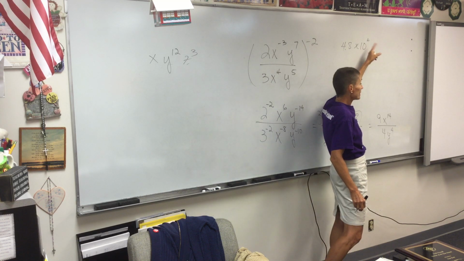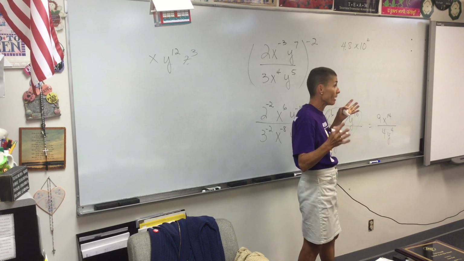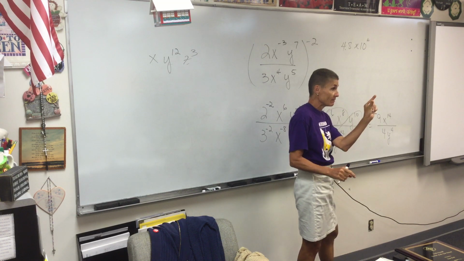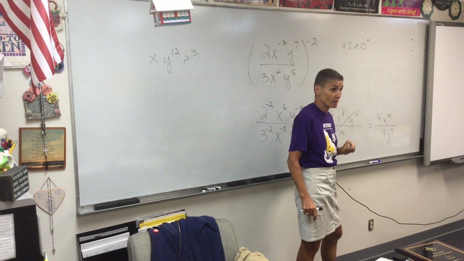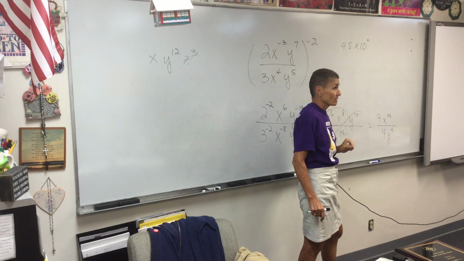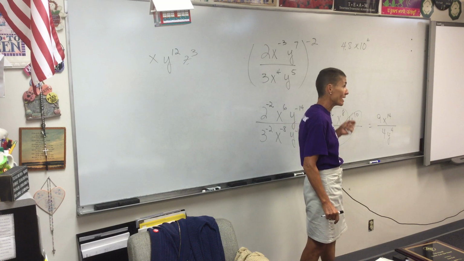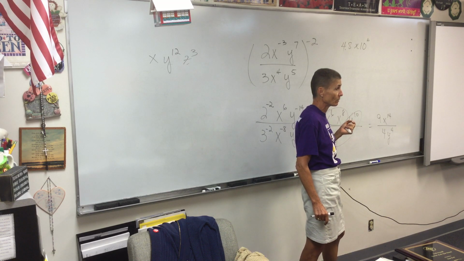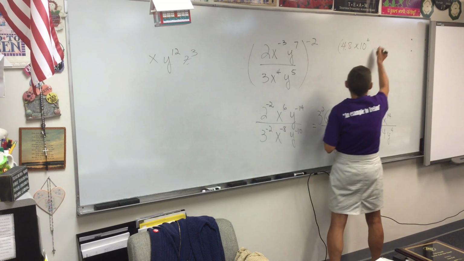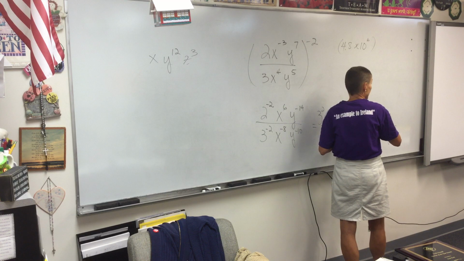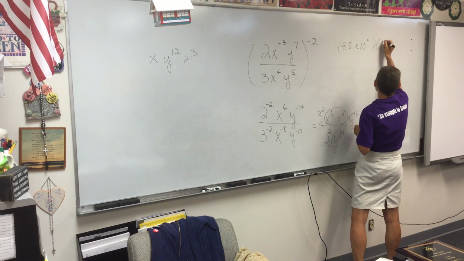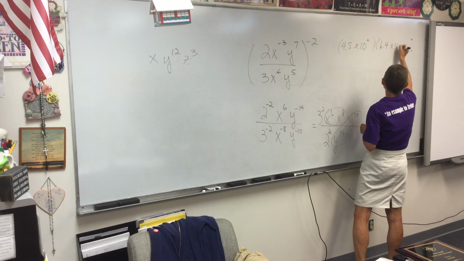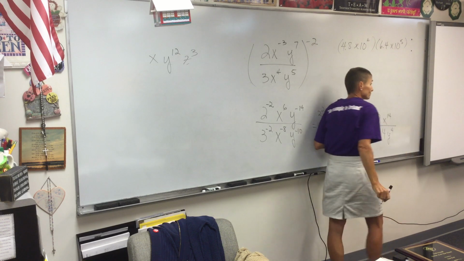If the exponent's positive, it means I have a bigger number. If the exponent's negative, it means I have a smaller number. So we're going to be running into problems with this. You guys have done so many of these in chemistry class, you're probably like, I don't need to do any more. Let's take 4.8 times 10 to the 6th, and let's multiply it by 6.4 times 10 to the 5th.